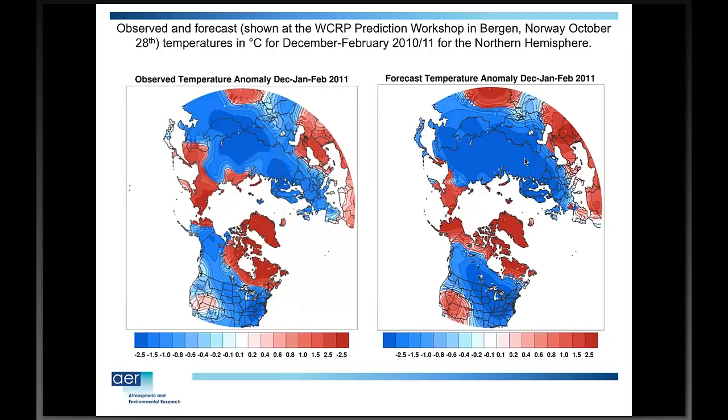Pretty amazing, but many people suggested after I made that forecast that I retire, because I'll never repeat that success again, and so far they've been right. I think it was still pretty incredible to have a forecast that good, that was presented in October for the winter.